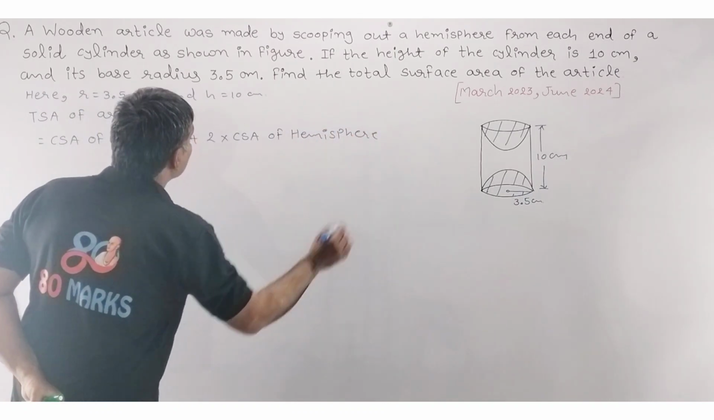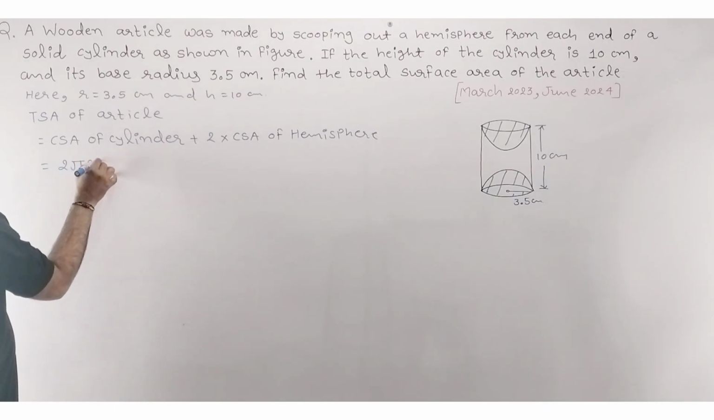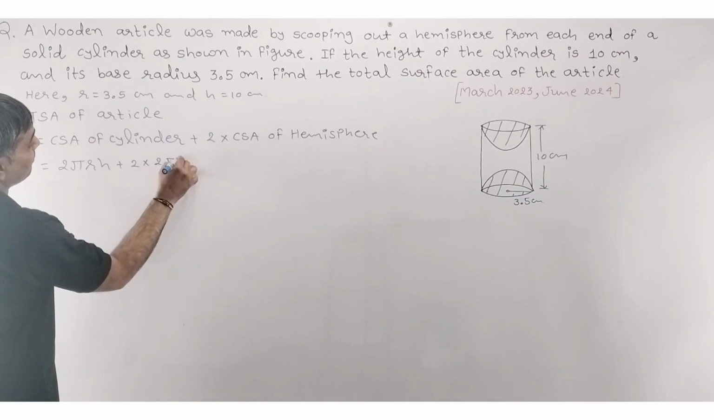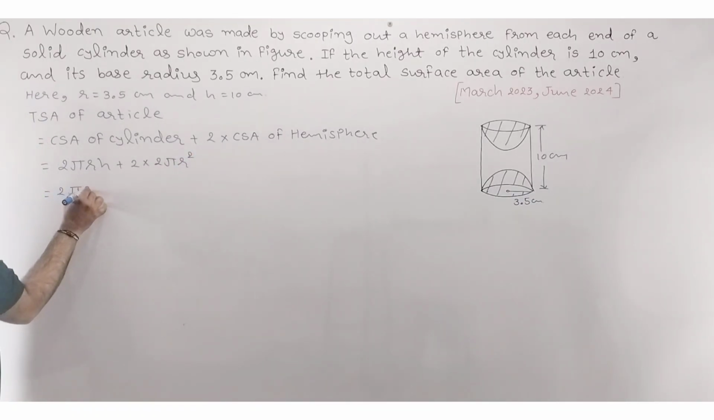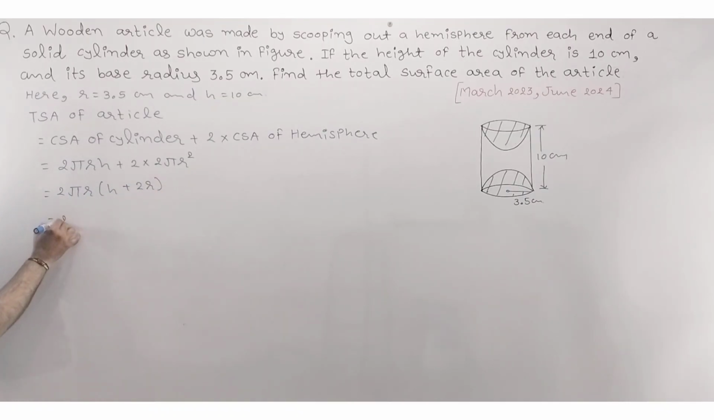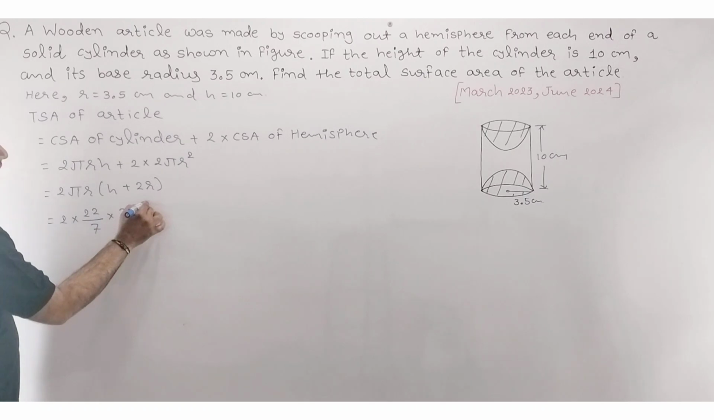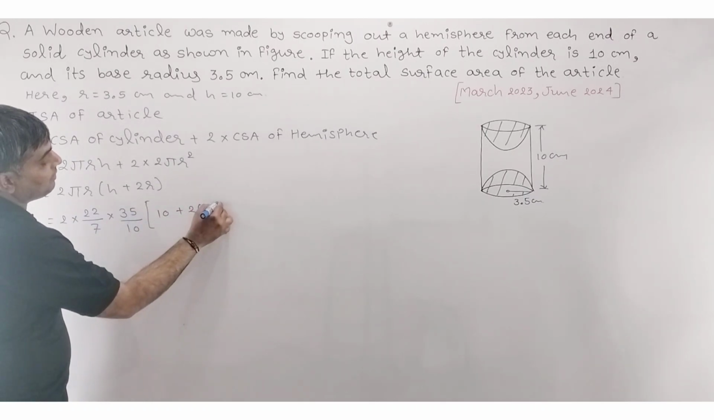As we know, the formula for CSA of cylinder is 2 pi r h, plus 2 into CSA of hemisphere, 2 pi r square. Taking common 2 pi r, it becomes h plus 2r. Now put the values. 2 as it is, pi is 22 by 7, radius 3.5 means 35 by 10, height 10 plus 2 times 3.5.